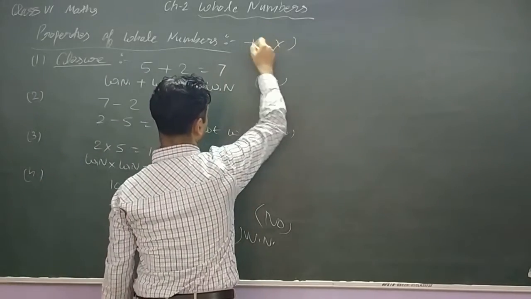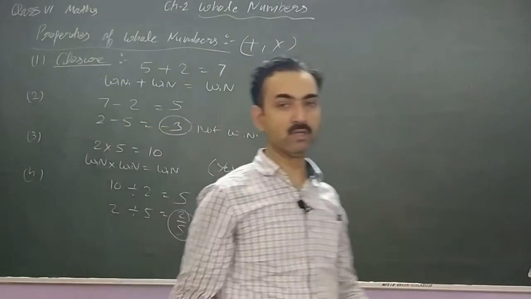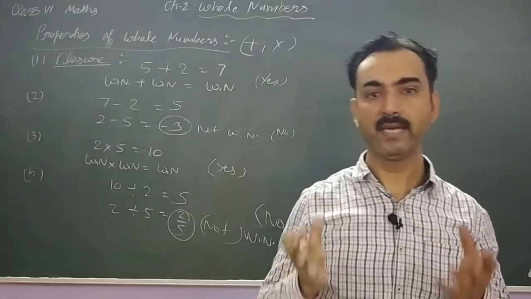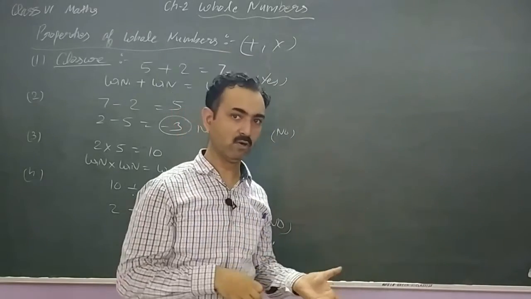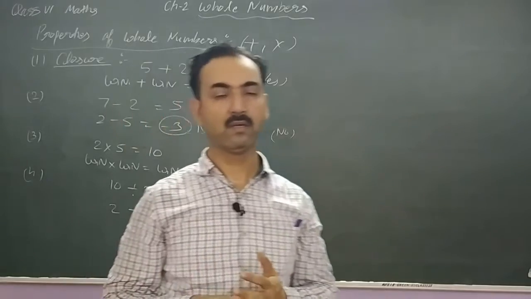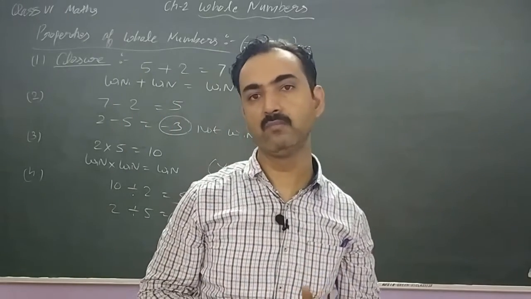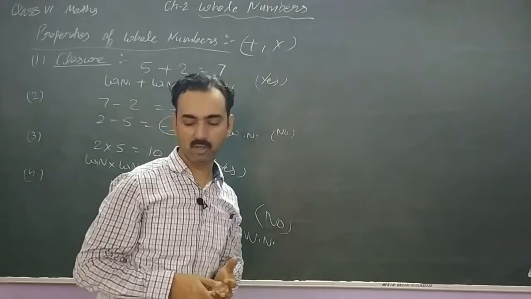For addition and multiplication. So in the closure property, we can add two whole numbers and we will get a whole number. We multiply two whole numbers and we will get a whole number.